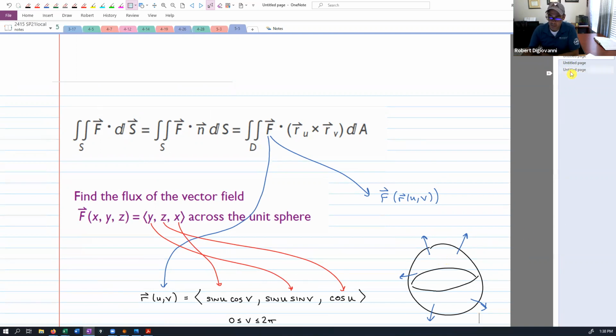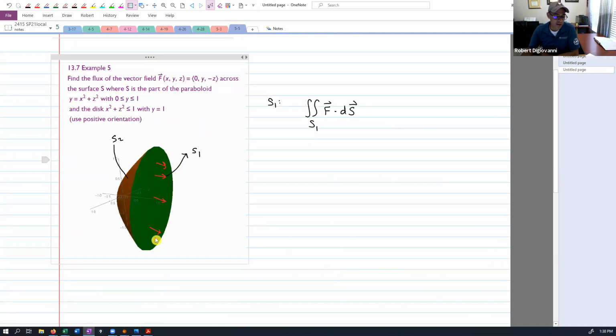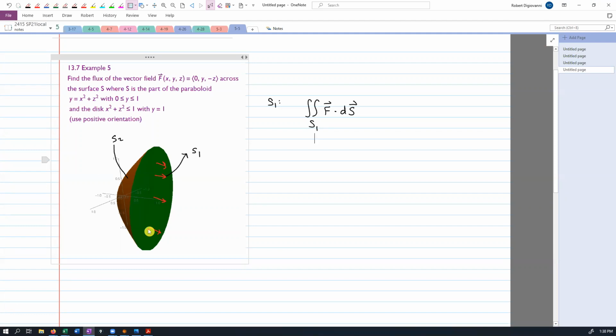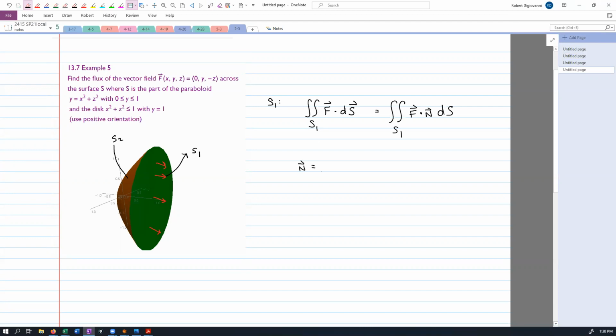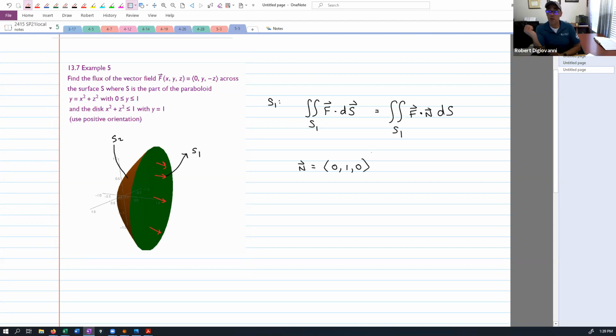For this problem on S1, do y'all agree that all these normal vectors are always the same? Because it's really a flat plane, isn't it? So what are the normal vectors there? I can do this over S1 of F dotted with the normal ds. That's the formula that I didn't use before. But the normal vectors are what? You tell me. 0, 1, 0. Because they're all pointed down the y-axis, aren't they?